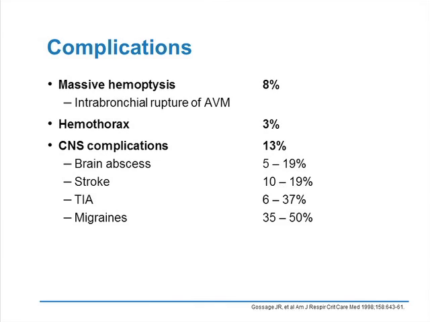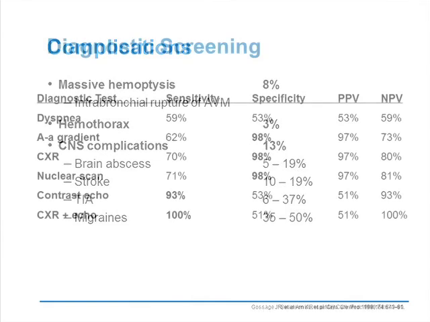It can be seen in 13 to 20% of patients, including brain abscesses, stroke, TIAs, and I put migraines here. It's technically not considered a devastating complication, but we have seen, similar to the patients who have congenital heart defects, a higher incidence of migraine headaches in these patients who have pulmonary AVMs.